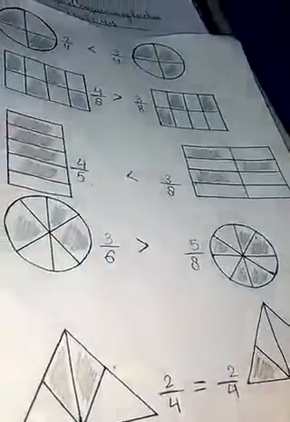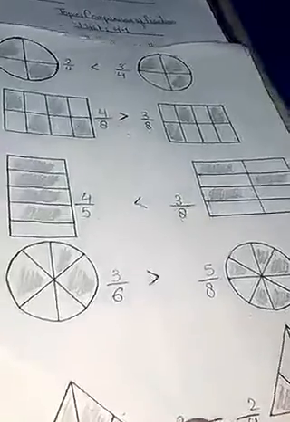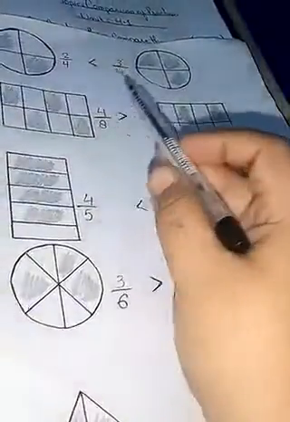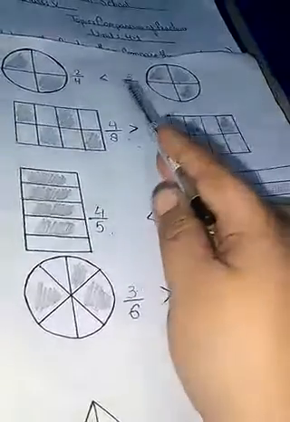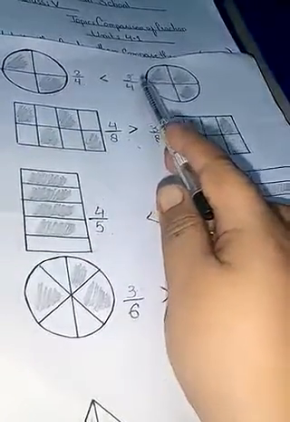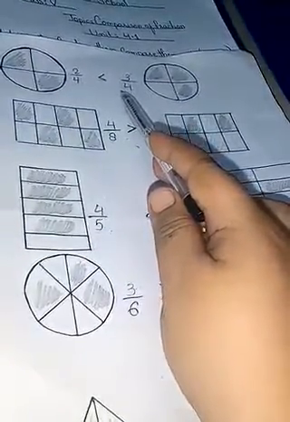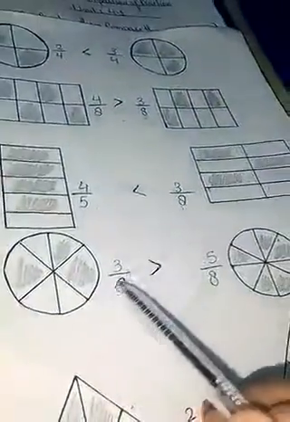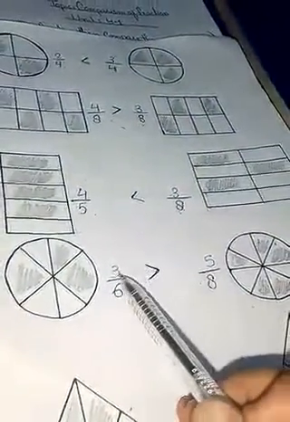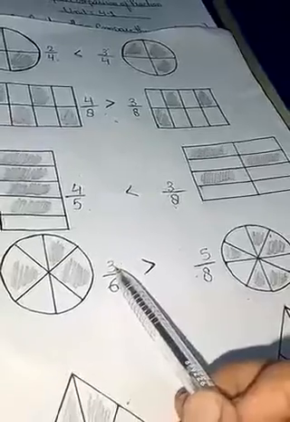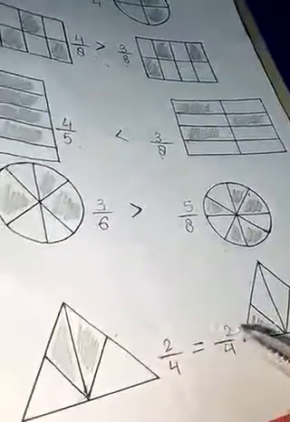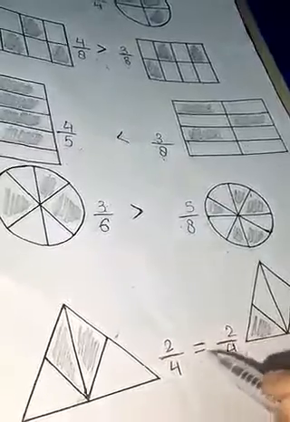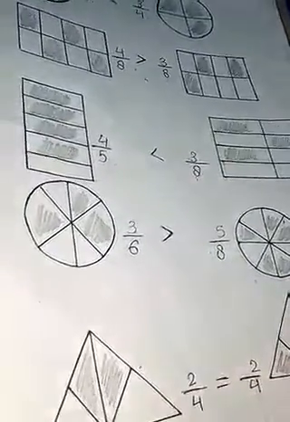I hope you all have understood how we can compare fractions. I repeat again: when we have the same denominator, we see the greatest numerator. The greatest numerator shows the greatest fraction. But when we have different denominators, the smallest numerator shows the greatest fraction. And when we have the same numerator and same denominator, both fractions are equal.